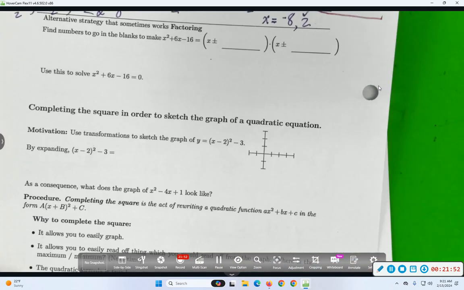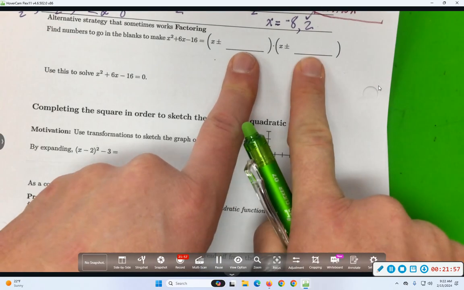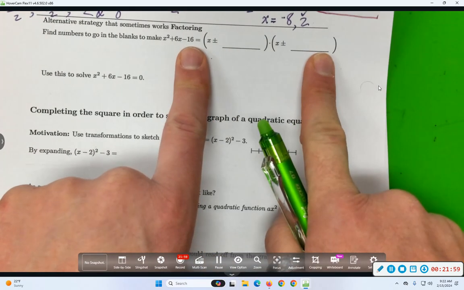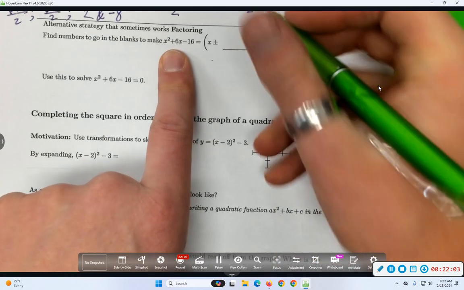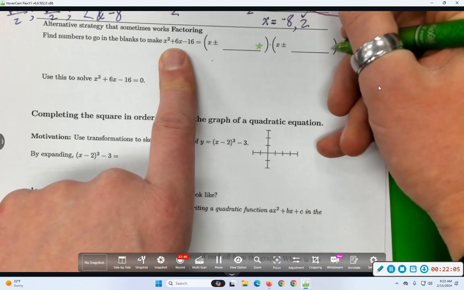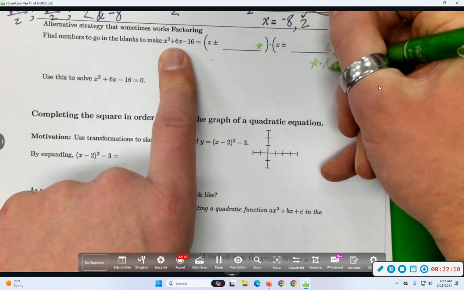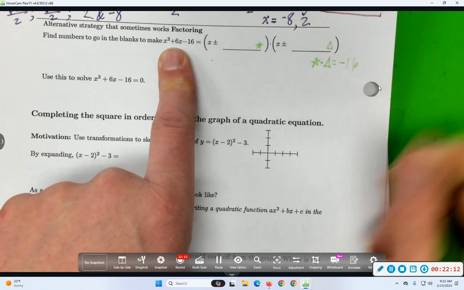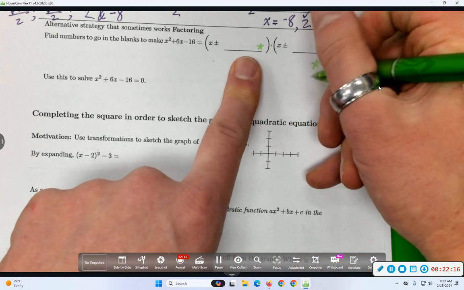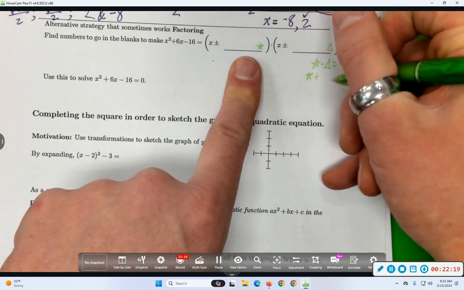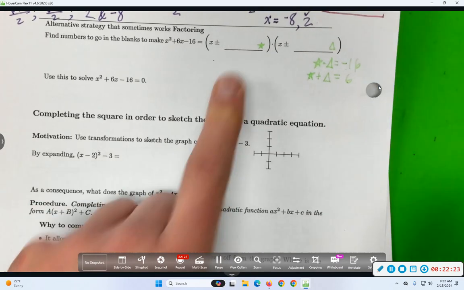So here's the way to think about factoring. I want to find two numbers that I can put in these two blanks so that when I FOIL out this side, I get that quantity. So I need two numbers, star and triangle. I need star times triangle to be negative 16, because when you FOIL this out, the constant term will be the product. And I need star plus triangle to be 6.